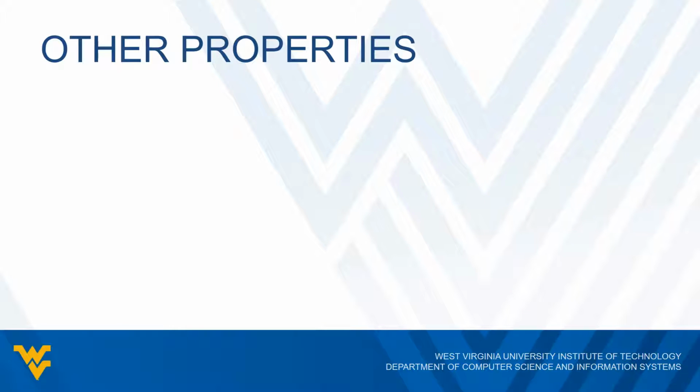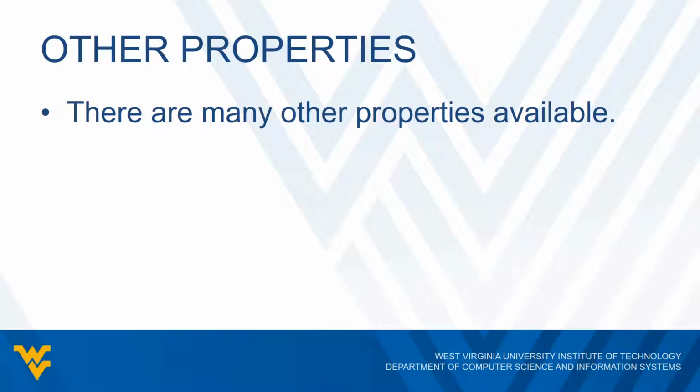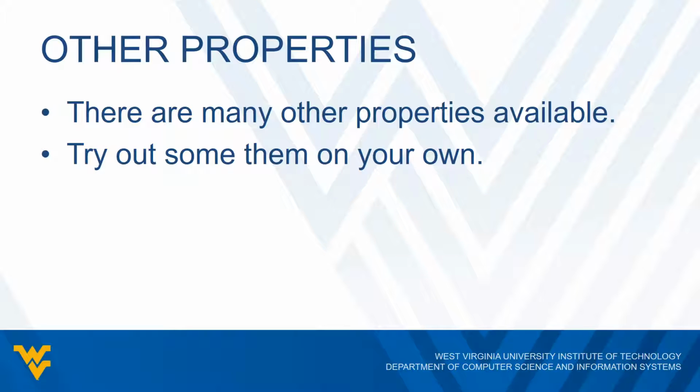As we already mentioned, there are tons of other properties available. We've already mentioned the back color, the form border style, start position, icon, and there are just tons of other properties in that properties window. So what I suggest is just try some of them out on your own. Just go in there and play around with different options and see what happens.